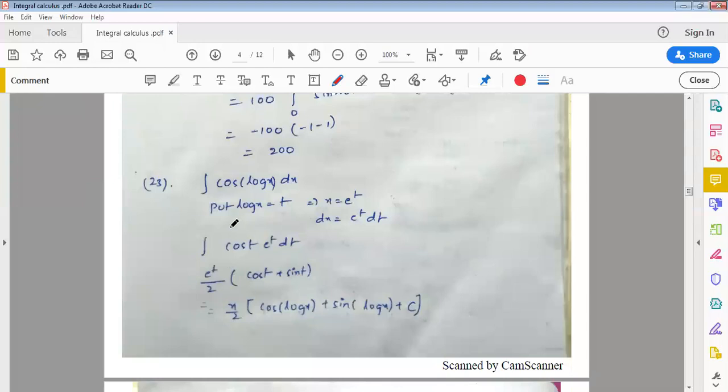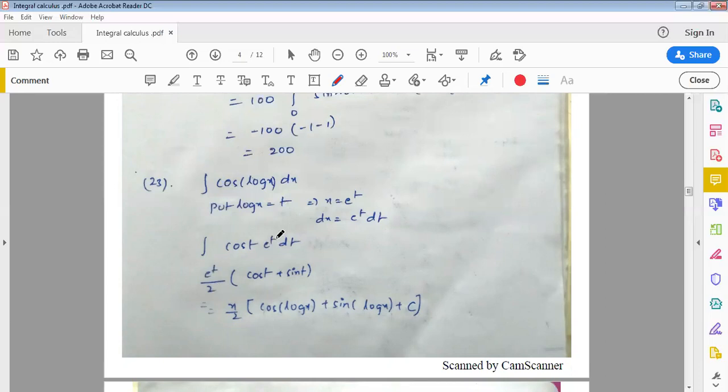Coming to the next problem, integral cos of log x into dx. Here we have to integrate this problem by the substitution method. We put log x equal to t, so that x is equal to e power t, and differentiating we get dx equal to e power t dt. On substituting these values we get integral cos t into e to the power of t into dt. This term can be treated as integral e power ax cos bx dx, and the formula for that is e to the power of ax by (a square plus b square).